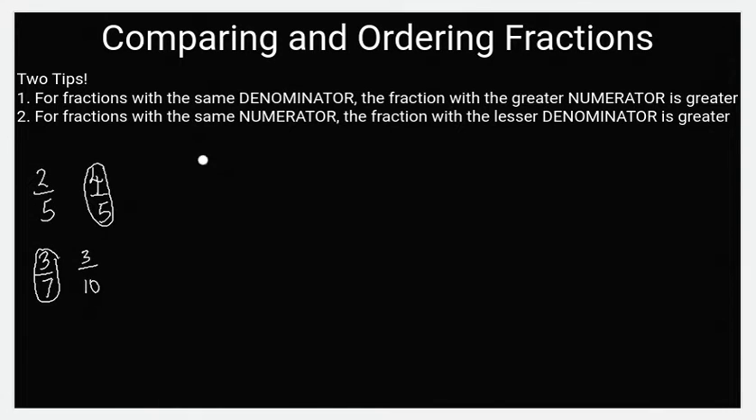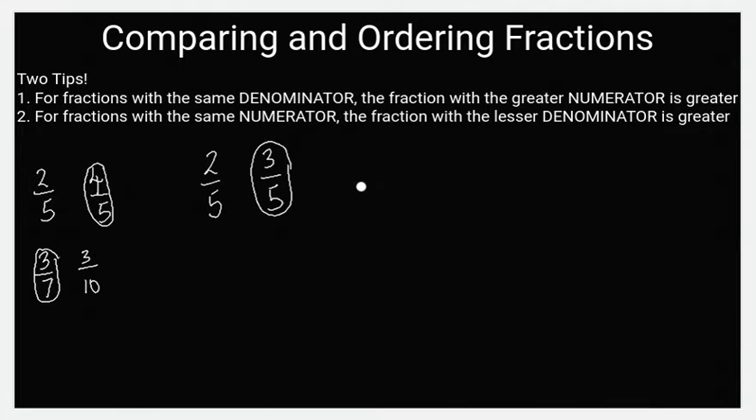So let's try this out. 2 over 5 and 3 over 5. So let's try to order this from greatest to the least using these tips. Which will be the greatest? Okay, I believe you got the right answer. We have the same denominator. So that means the greater numerator is the greater fraction. So this would come first, the greater fraction, and that will be followed by 2 over 5.